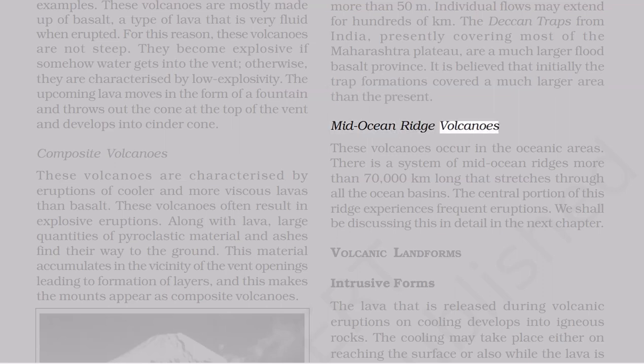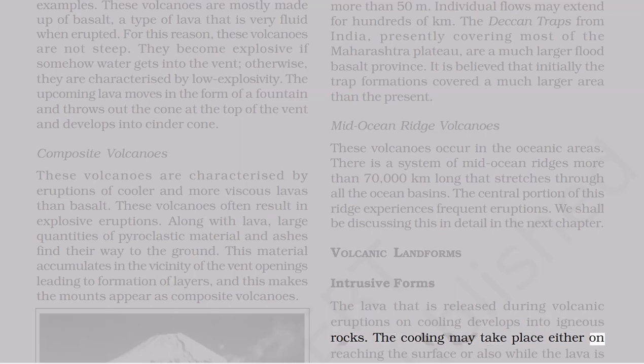Mid-ocean ridge volcanoes. These volcanoes occur in the oceanic areas. There is a system of mid-ocean ridges more than 70,000 kilometers long that stretches through all the ocean basins. The central portion of this ridge experiences frequent eruptions. We shall be discussing this in detail in the next chapter. Volcanic landforms. Intrusive forms. The lava that is released during volcanic eruptions on cooling develops into igneous rocks.